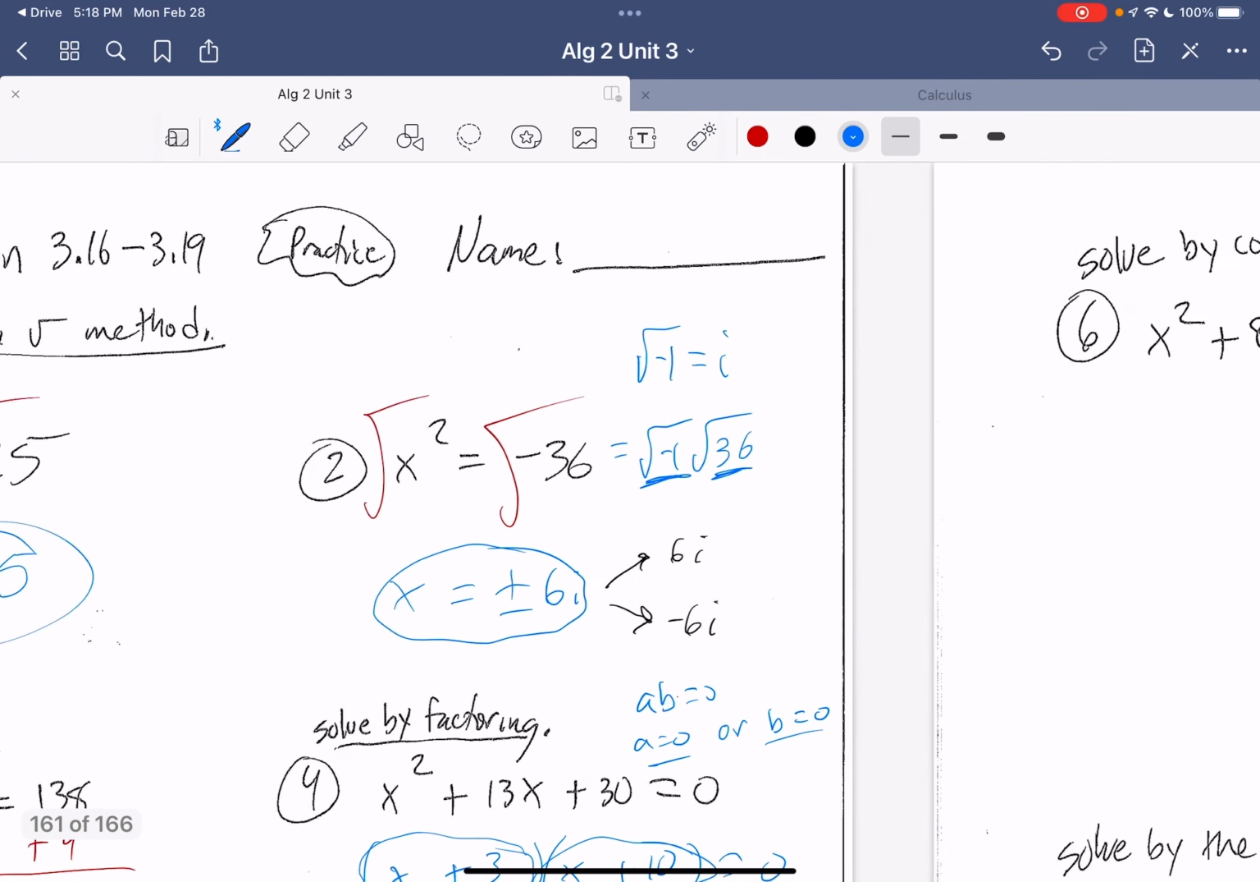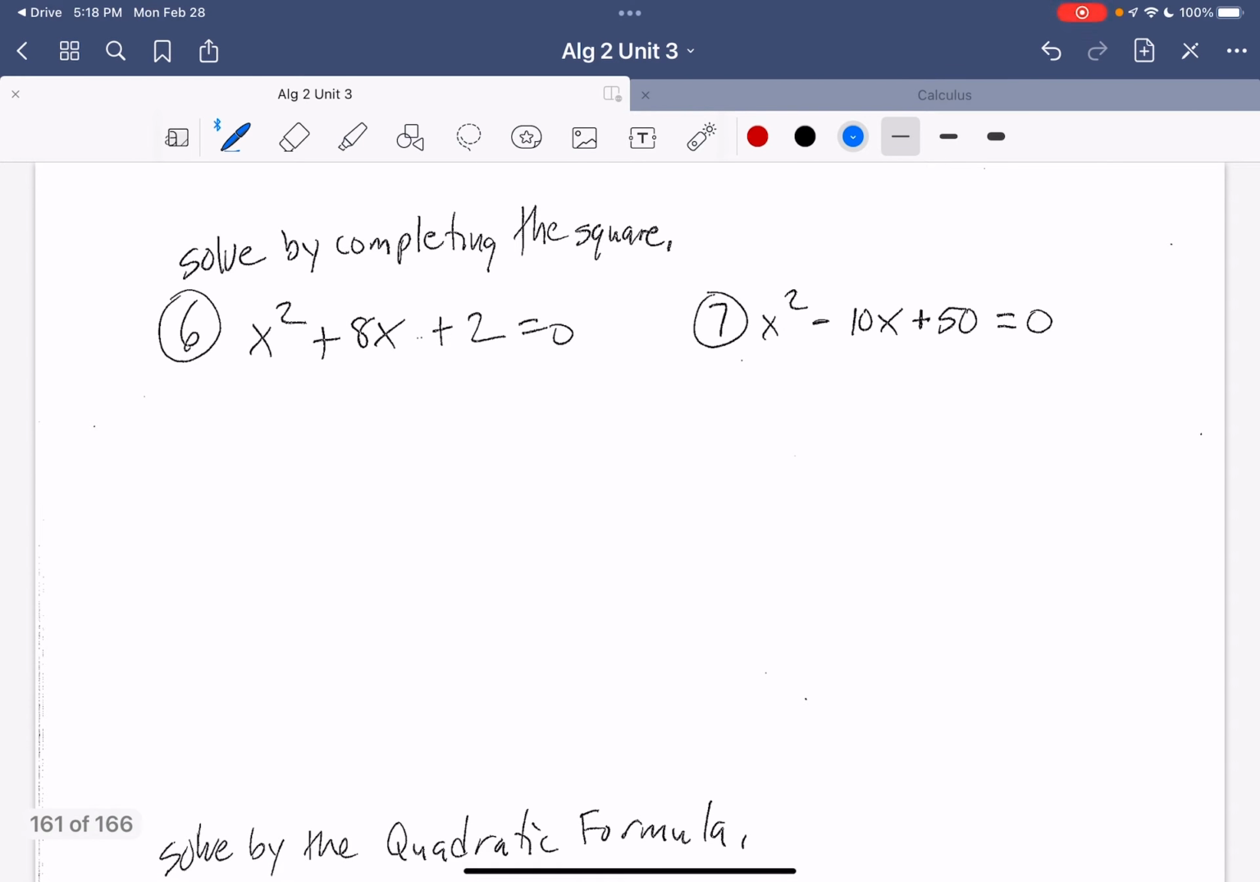All right, so that's the first page. Second page, solve by completing the square. For completing the square, I leave a blank space. I call this a preparatory step. So we're going to subtract over the 2. That means we're going to have a blank space there and a blank space there to fill.